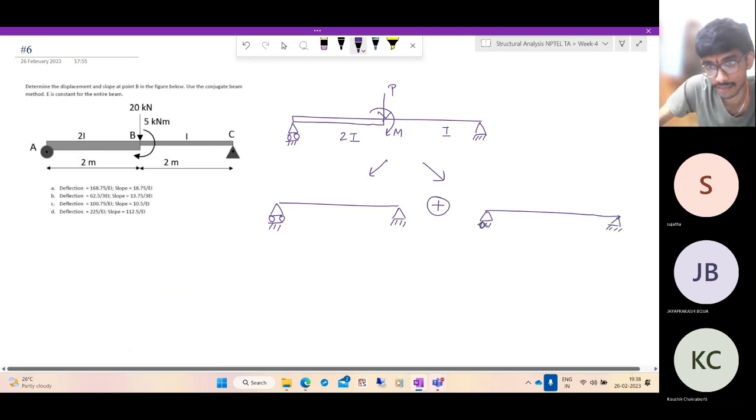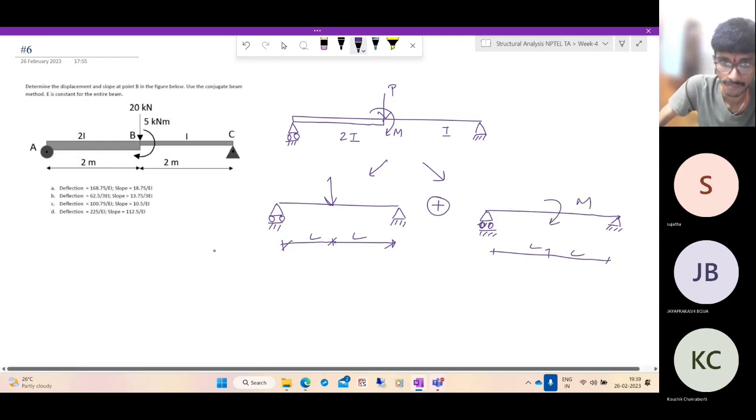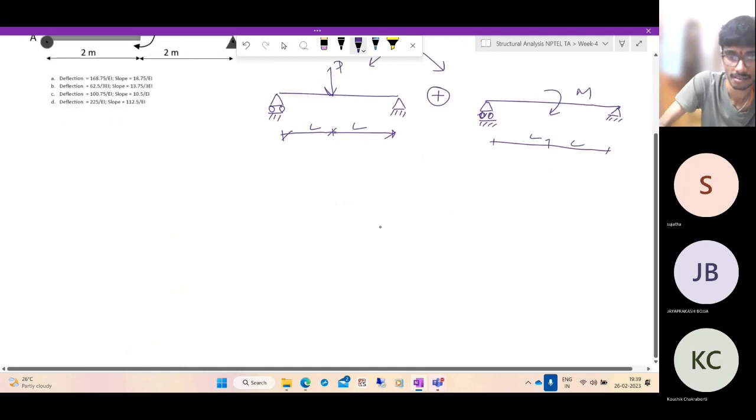Sorry, this is like this. Anyway, it doesn't matter. So consider one load at a time. In here you have an L and L, and moment M. This is P. So first one is very easy. So what are the support reactions like?